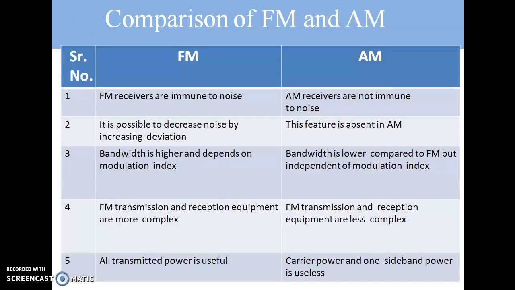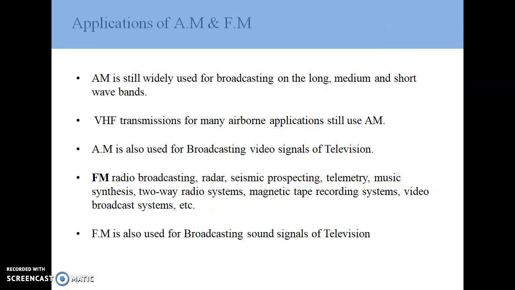This is a comparison between AM and FM. So we know that FM receivers are more immune to noise and AM is less immune to noise because noise signals may get added to your amplitude modulated signal. Then bandwidth is higher in FM and depends on the modulation index, whereas bandwidth is lower in AM compared to FM, right? Yes, the transmission and reception equipment for FM are much more complex compared to AM, and all the transmitted power is useful in FM, whereas in AM, only the carrier part and one of the sidebands is useful, because both the sidebands are mirror images of each other.